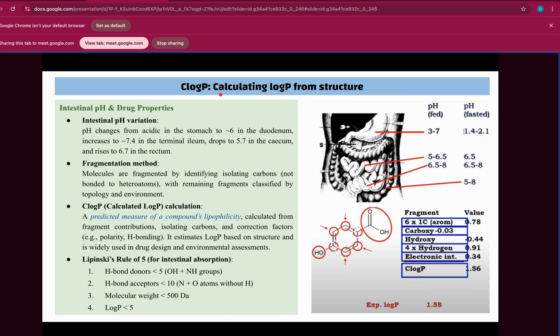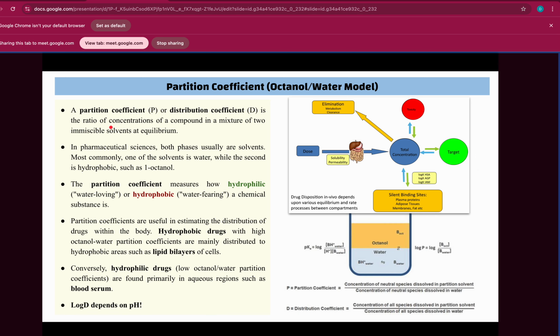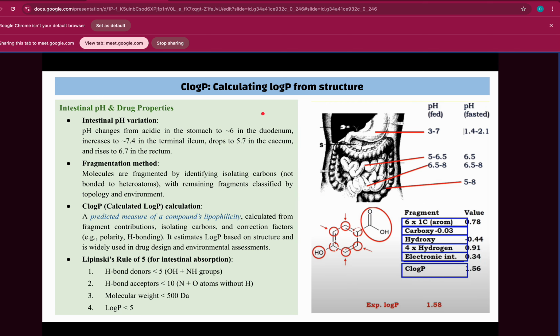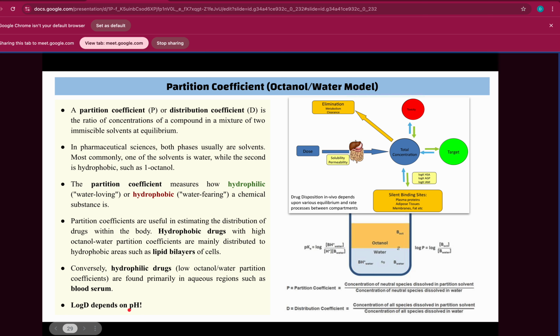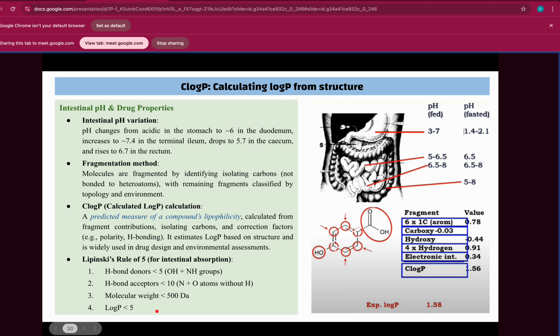Then another thing is C log P, which is calculating the log P from the structure. In the previous slide, when we were looking at the log P values, the partition coefficient values, these were the experimental values, whereas C log P is the predicted log P value obtained by simply looking at the structure. Then intestinal pH and drug properties: different intestinal regions have different pH values, and we have seen that log D, that is distribution, depends on the pH. So if pH changes, distribution also changes.